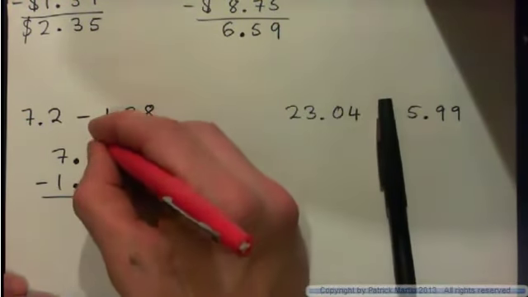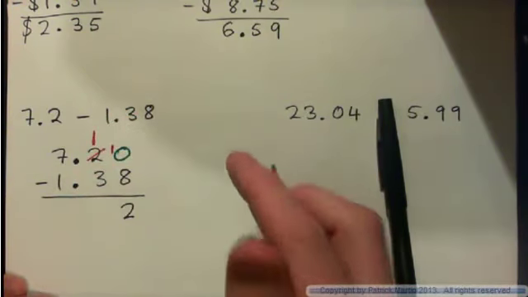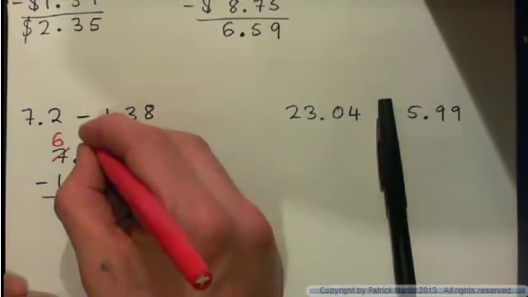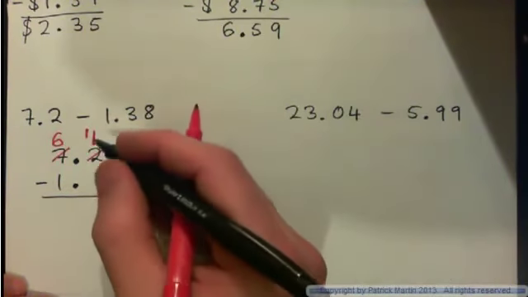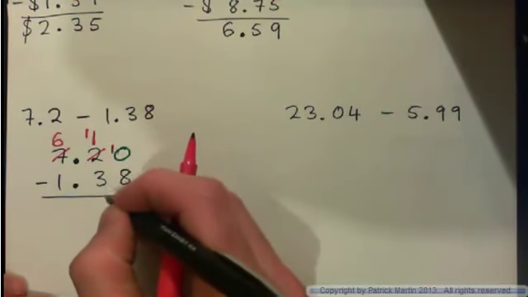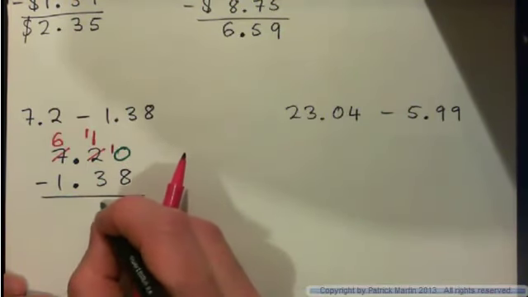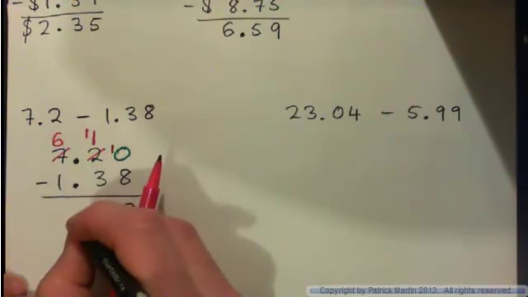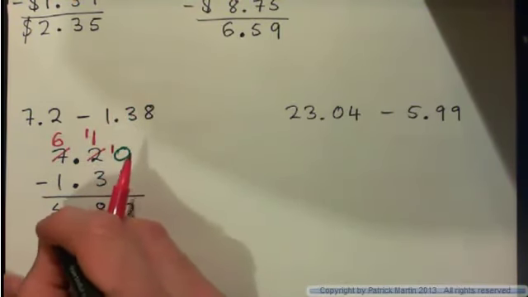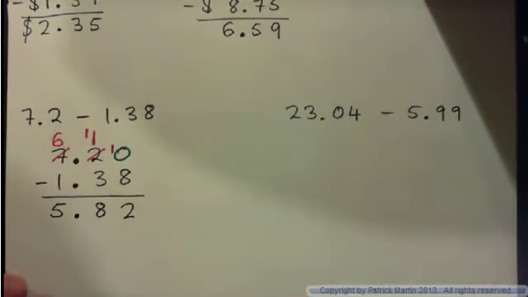And now we try to do 1 subtract 3. That's not going to work. Got to borrow from the 7. It's going to become a 6. And you're going to bring a 1 over here or a 10 over here. 11 subtract 3 is 8. Put the decimal point underneath that. 6 subtract 1 is 5. Okay.